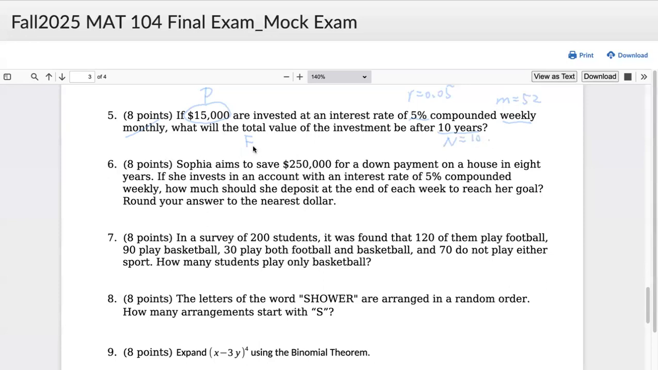So which formula should we use? The compound interest formula, right? So F equals 1 plus I, where I is R, 0.05, divided by M, divided by 52, then raised to the power little n, which is 10 times 52, then multiplied by 15,000.